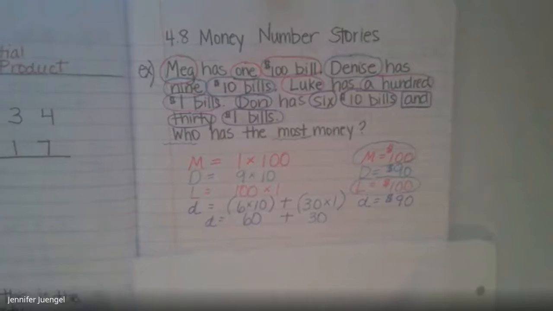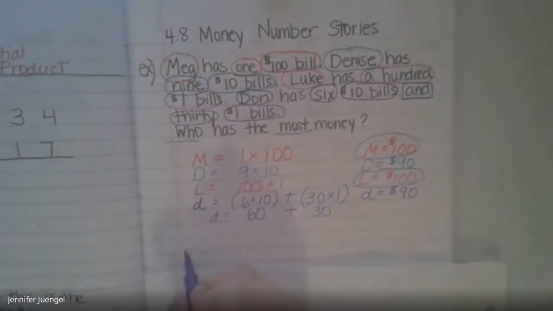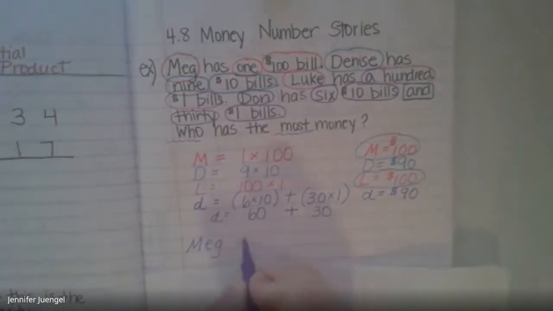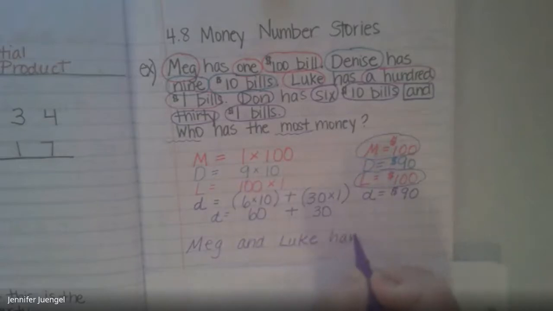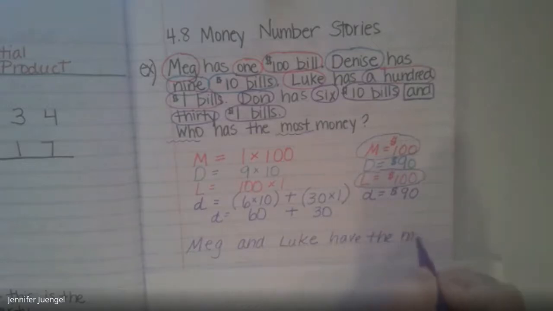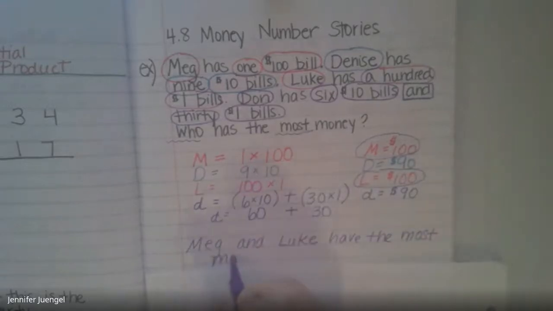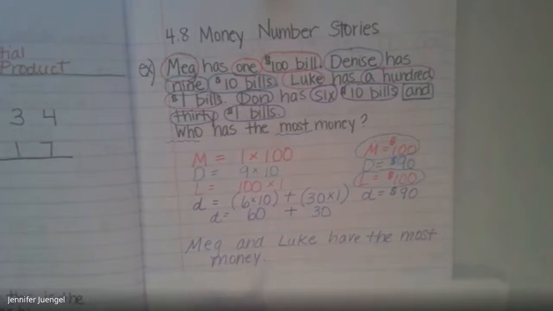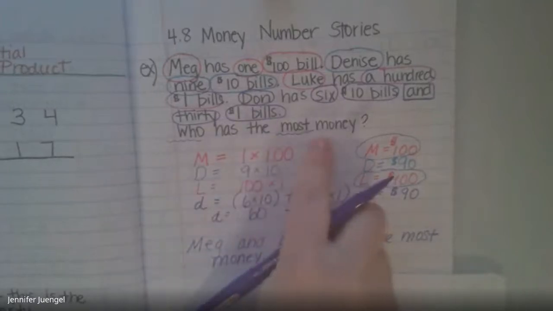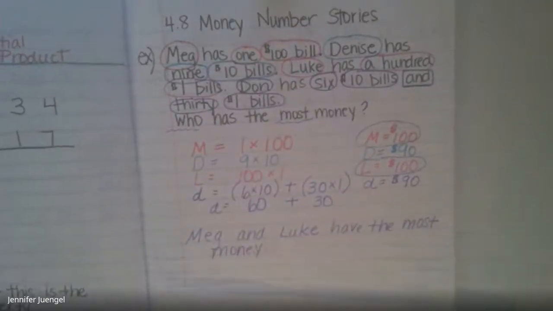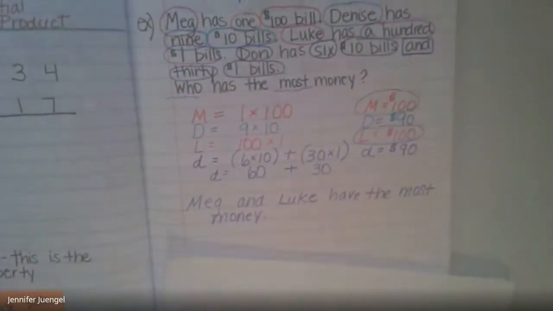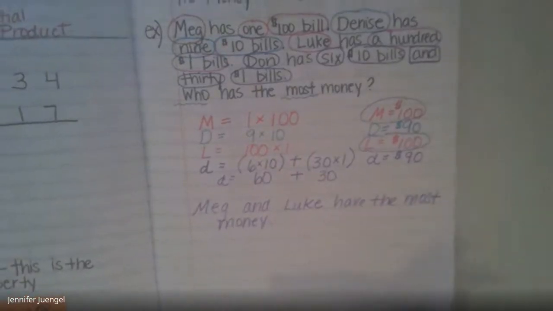So the way that we would write this problem is Meg and Luke have the most money. Because we have to be able to answer that question in a complete sentence. So the way that we do that is by finding out who has the most money and writing in a complete sentence. We're going to try one more together and then you're going to go off on your own.